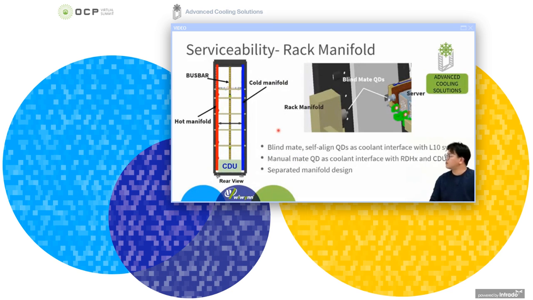And for the rack manifold, we prefer to use two separate manifolds to balance the connection force, and we can get more force for quick disconnector sizing to meet different system requirements.